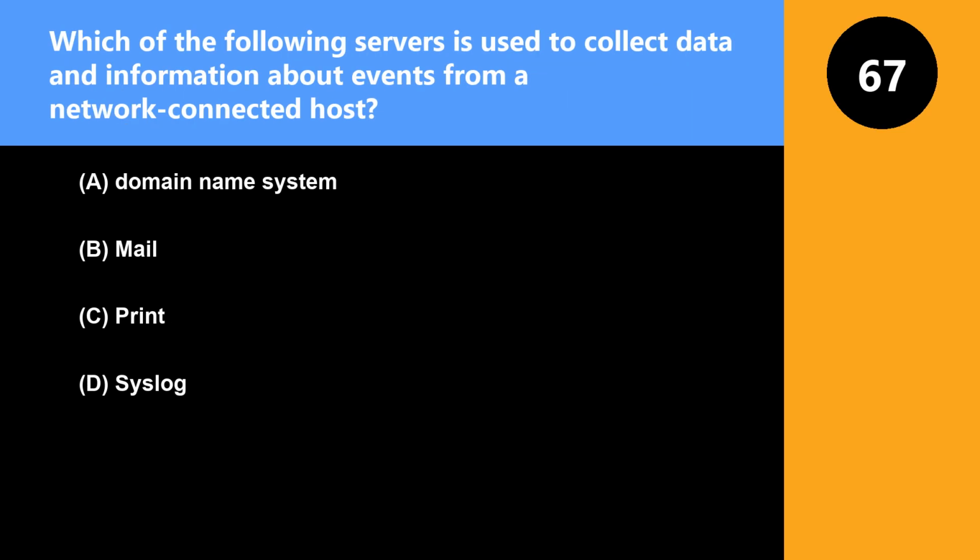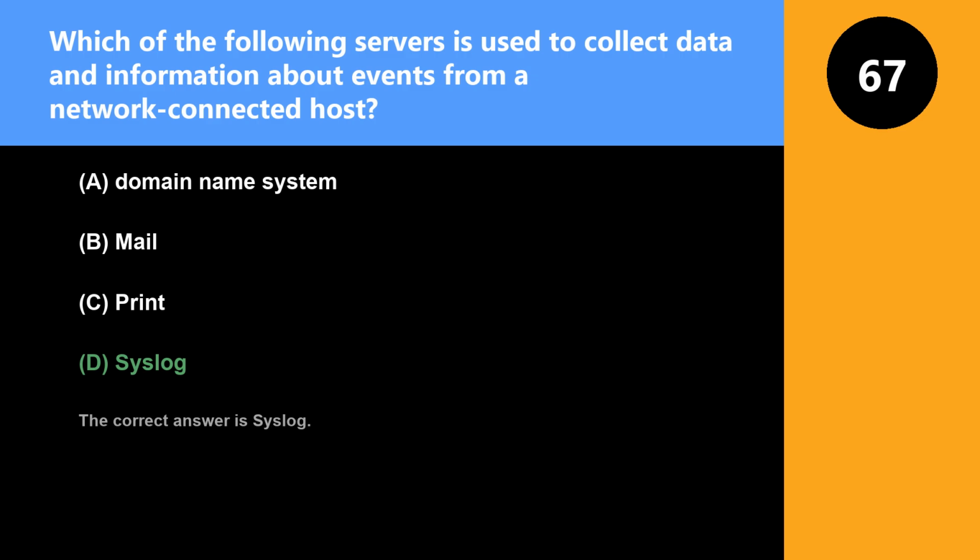Question 67. Which of the following servers is used to collect data and information about events from a network-connected host? Option A. Domain name system. Option B. Mail. Option C. Print. Option D. Syslog. The correct answer is option D. Syslog.